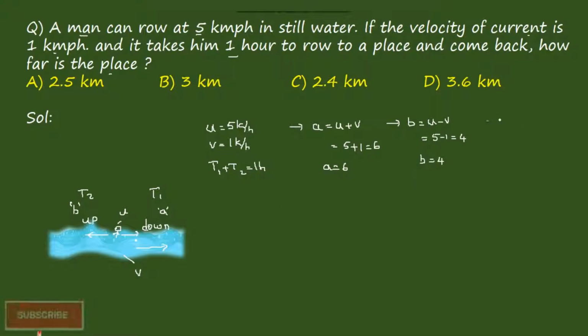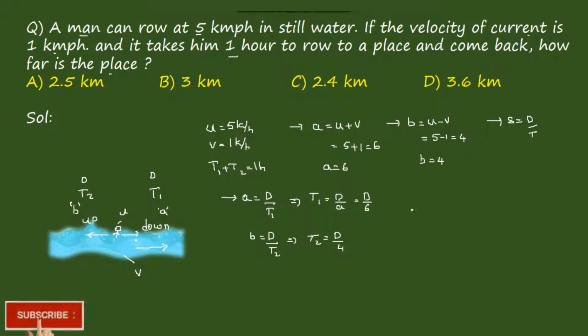The other thing that we know is that speed is equal to distance by time. If we consider the downstream, then A is equal to distance D. In both cases it is the same distance, since it is going up and coming down. So A is equal to D by T1, which gives T1 equal to D by A, which is D by 6. If we consider the upstream, then B is equal to D by T2, which implies T2 is equal to D by B, which is D by 4.